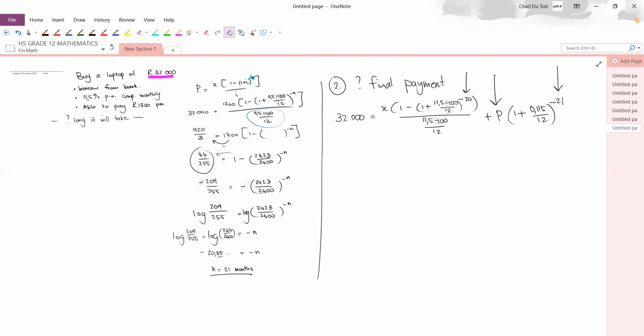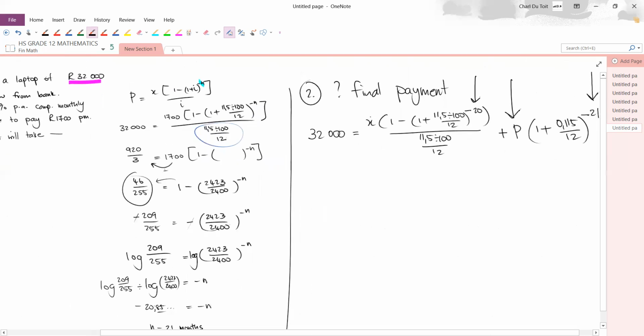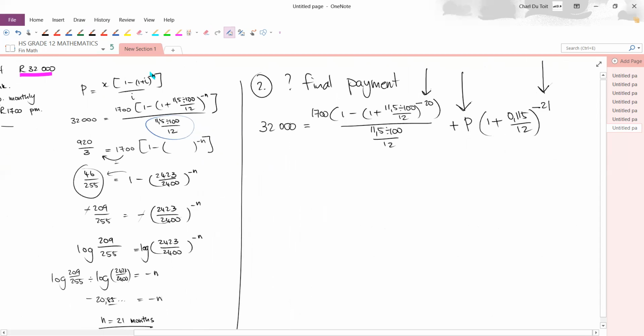And this X value here is my 1,700 I'm paying each month. 1,700. That's a difficult equation.